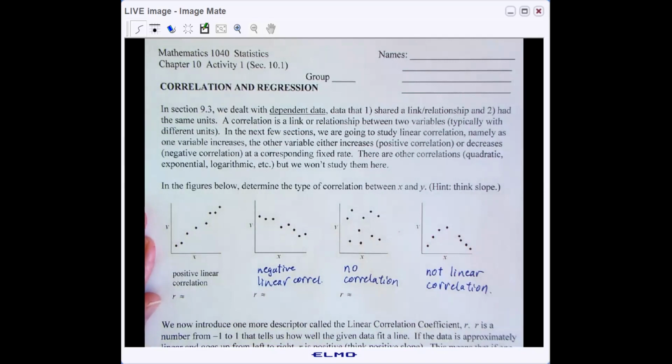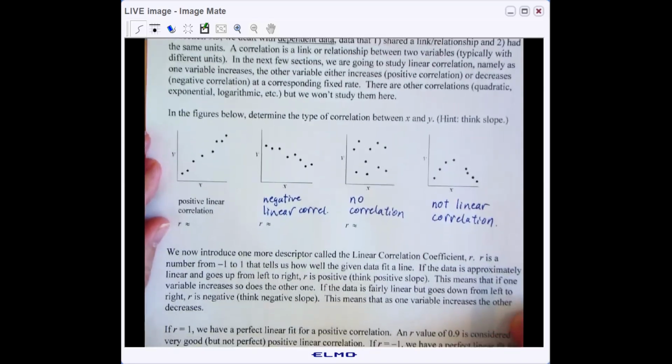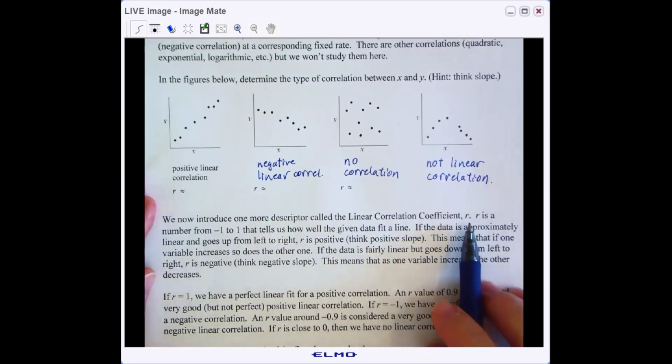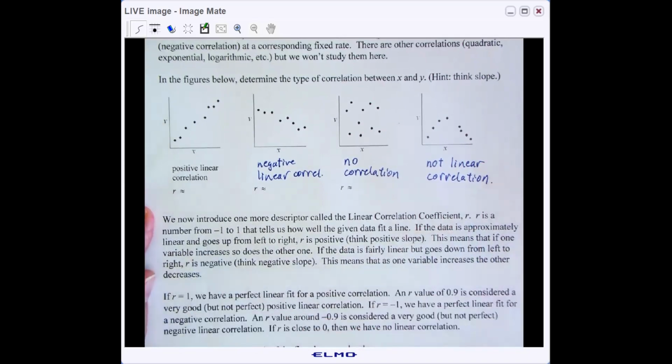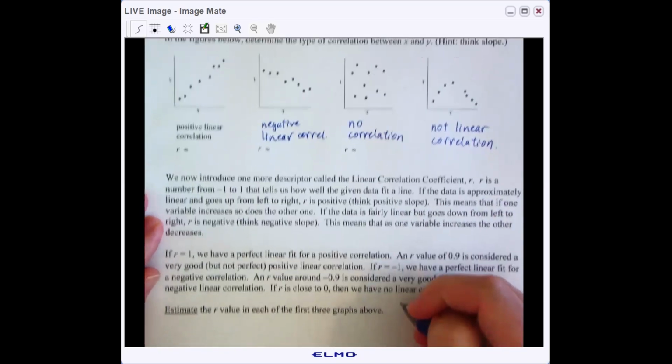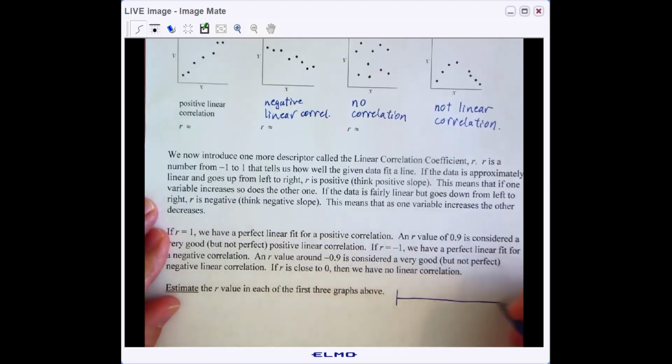Now, we like to measure how strong the correlation is, and to do that, we have got a guy called the linear correlation coefficient, and to talk about him in shorthand so we don't have to use that big long name all the time, we just call him little r. So r is a number from -1 to 1 that tells us how well our data fit on a given line. And let me go ahead and draw our little number line right here. So r has to be between -1 and 1, and with 0 in the middle.